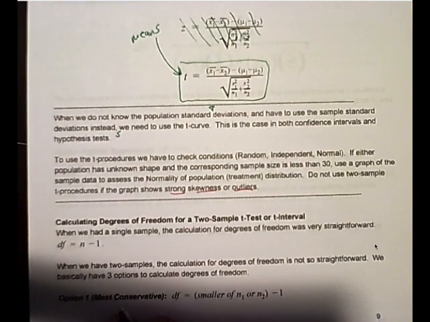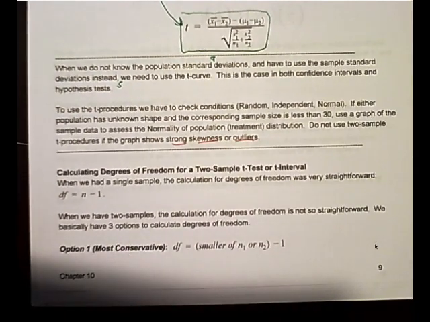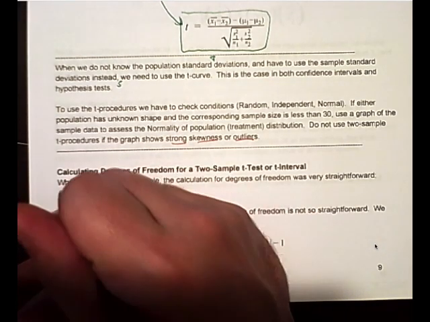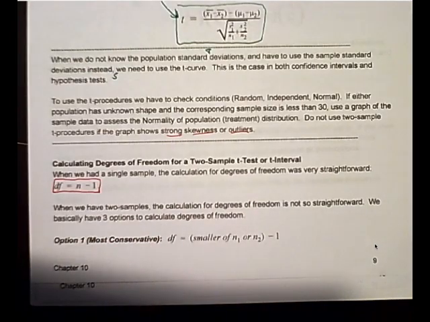Now here's the hard part of all this. Remember when we use the t-curve, there's a lot of different t-curves. There's a different t-curve for each degree of freedom. So when we had a single sample, the calculation for degrees of freedom was very straightforward. In a single sample, you just take your sample size minus 1. That's how you get degrees of freedom.